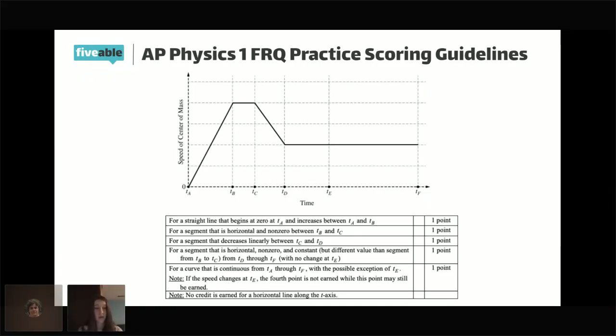As we can see from the scoring guidelines, you get a point for the straight line indicating the net force for the acceleration segment. You get a flat horizontal point for indicating that velocity, or speed rather, is non-zero, but it's also not accelerating. And then decreases for the friction component, and then you're just going to have constant speed of the center of mass from D to F.